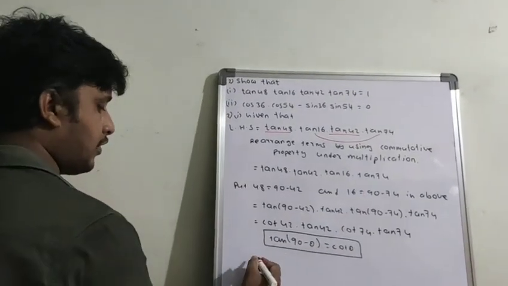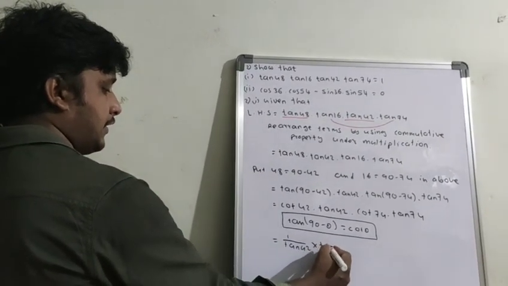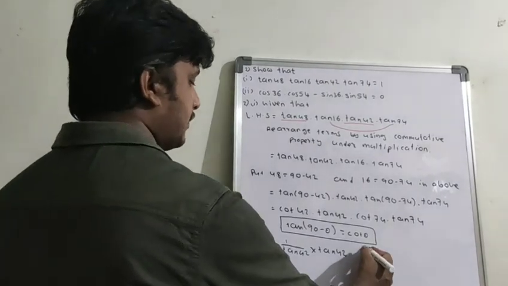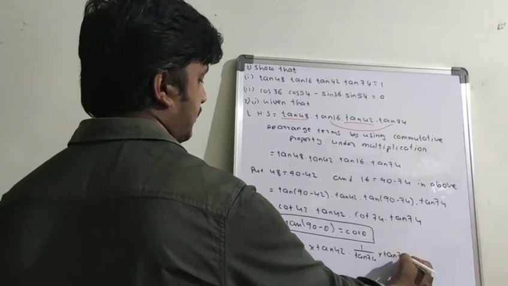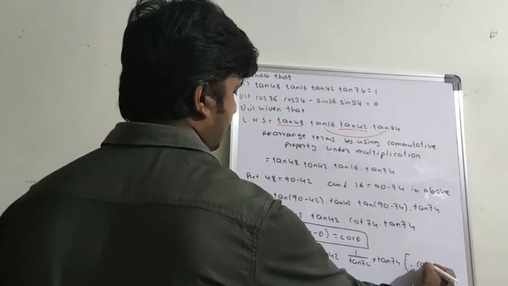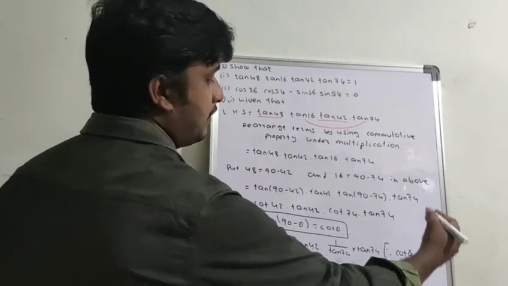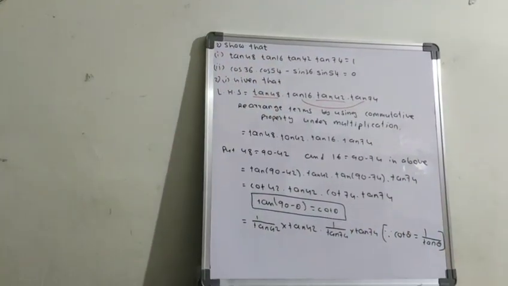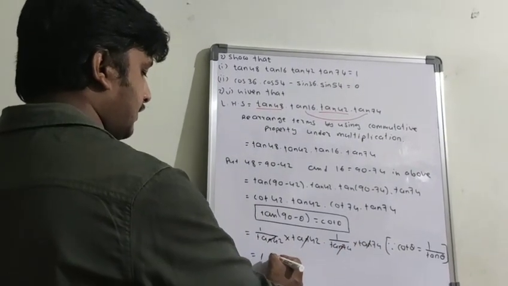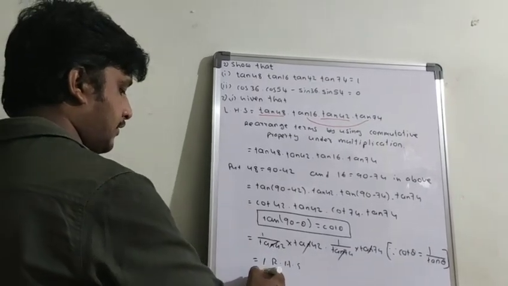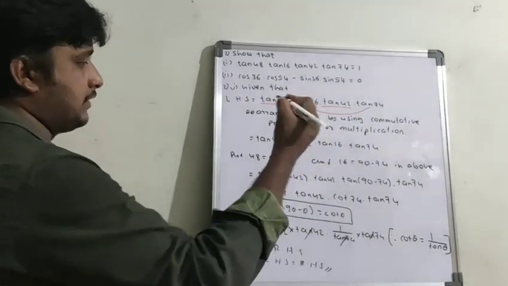And I also know cot 42 is 1 by tan 42 into tan 42. And cot 74 is 1 by tan 74 into tan 74. Since cot theta equal to 1 by tan theta. So close the bracket. Okay, by using that formula, tan 42 gets cancelled, tan 74 gets cancelled, you will get 1. Therefore RHS, therefore LHS equal to RHS. This is the thing.